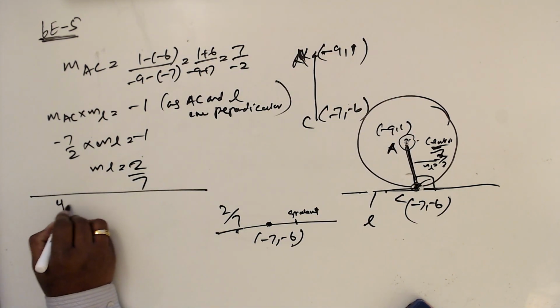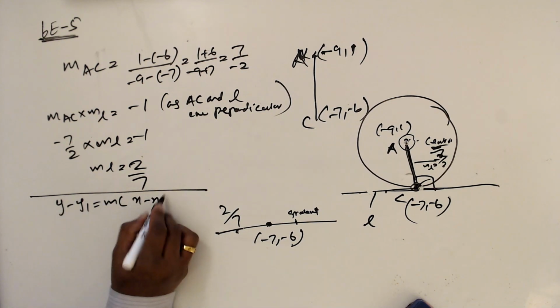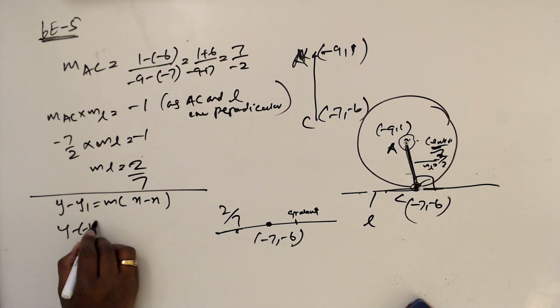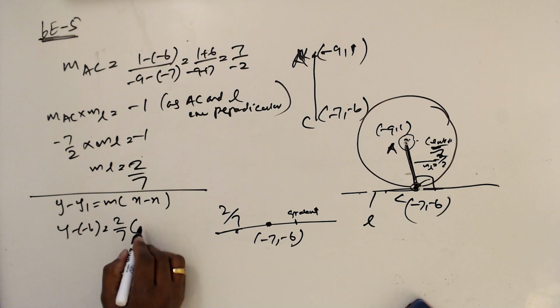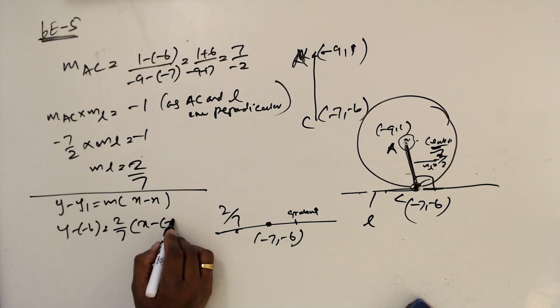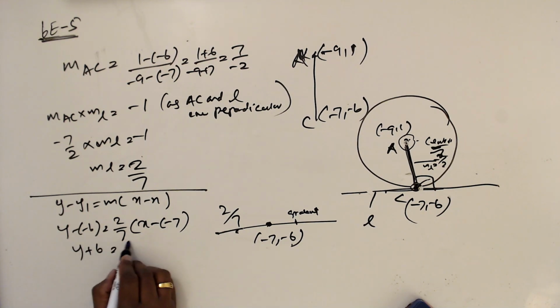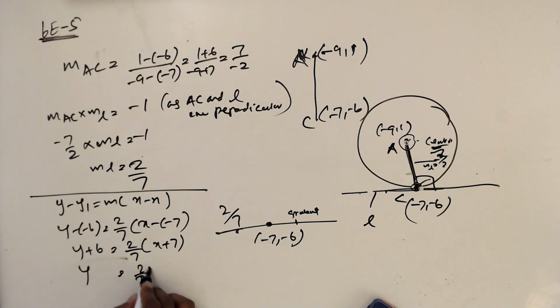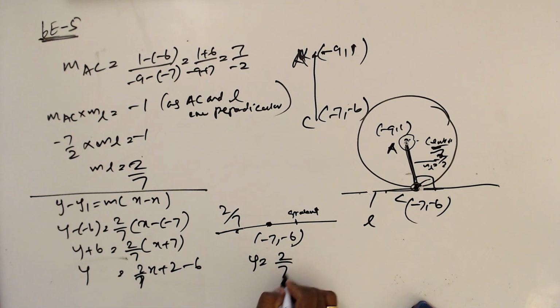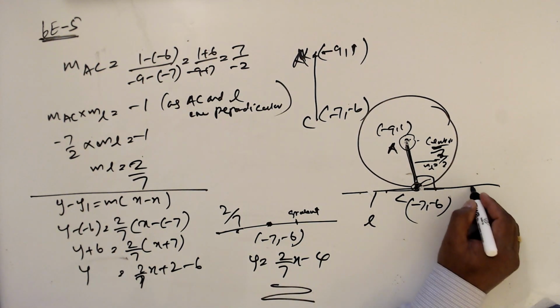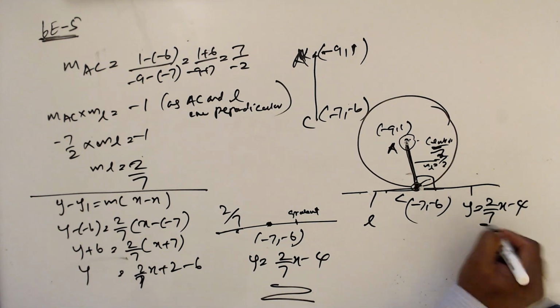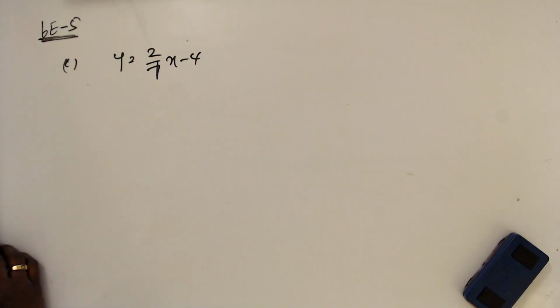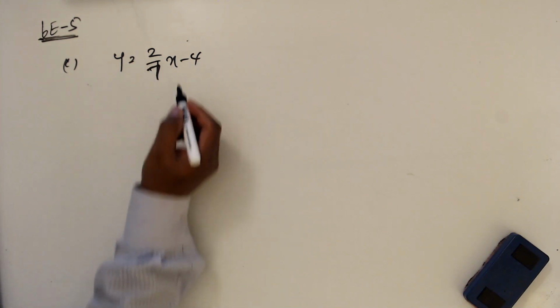Now I am going to write the equation: y minus y1 equals m times x minus x1. y minus -6 equals 2 over 7 times x minus -7, y plus 6 equals 2 over 7 times x plus 7. So y equals 2 over 7 x plus 2 minus 6. So y equals 2 over 7 x minus 4. So the tangent is y equals 2 over 7 x minus 4.